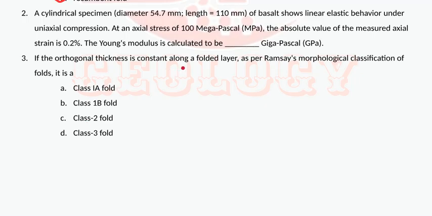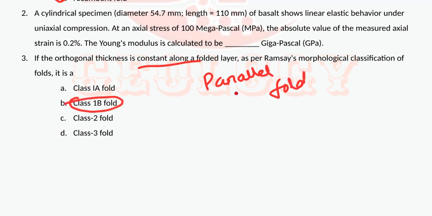If the orthogonal thickness is constant along the folded layer as per Ramsey classification, that is called a parallel fold. In Ramsey classification, class 1B is your parallel fold. The answer will be class 1. And remember, class 2 is a similar fold.